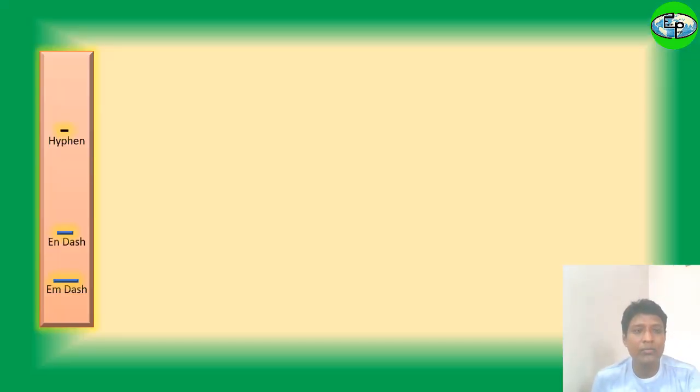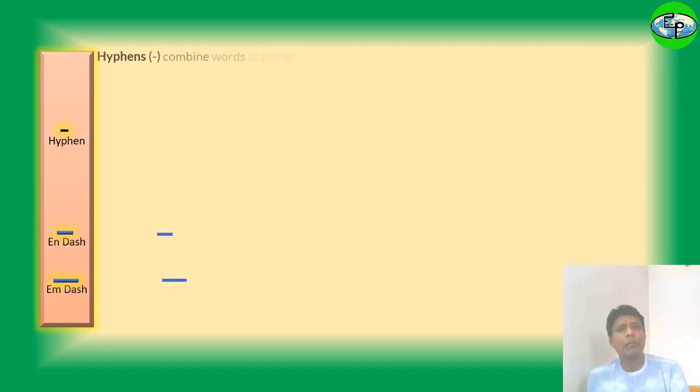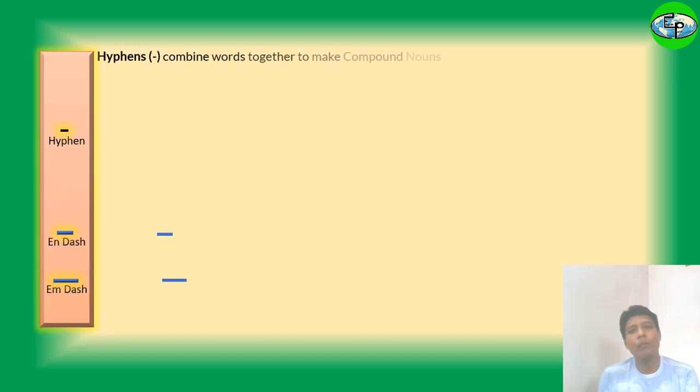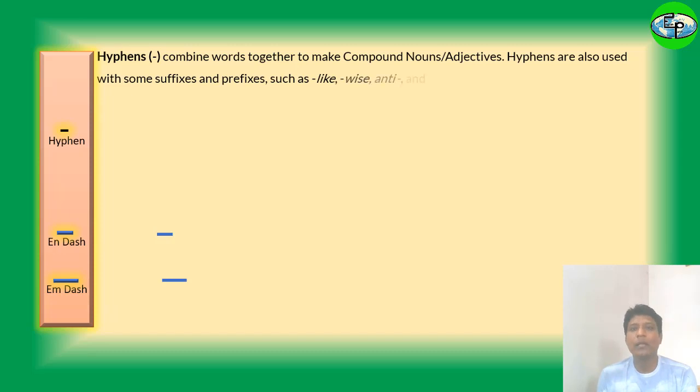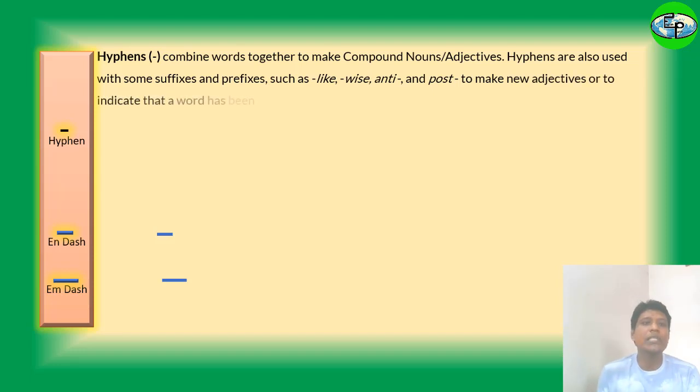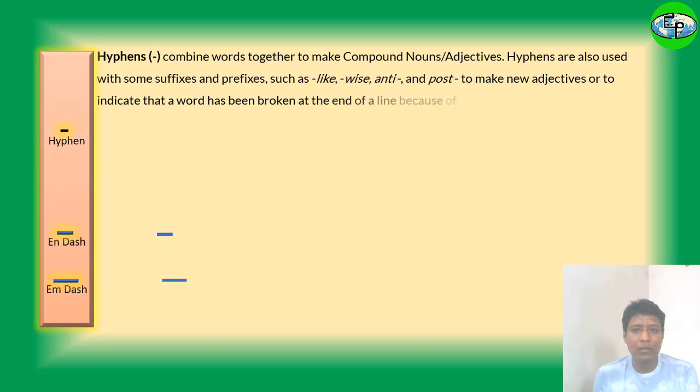Here we will know the differences among hyphen, en dash, and em dash. Hyphens combine words together to make compound nouns or adjectives. Hyphens are also used with some suffixes and prefixes, such as -like, -wise, anti-, and post-, to make new adjectives or to indicate that a word has been broken at the end of a line because of lack of space.